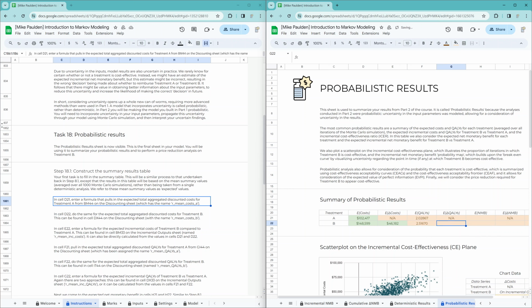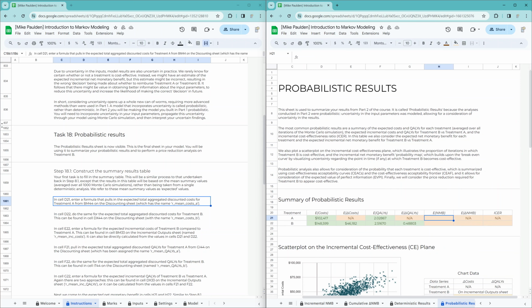So let's do the other approach now. Let's just calculate the expected incremental QALYs just based on these two numbers. So equals this one minus this one. And you should find that that's exactly the same as if you just pulled it in from the incremental output sheet.